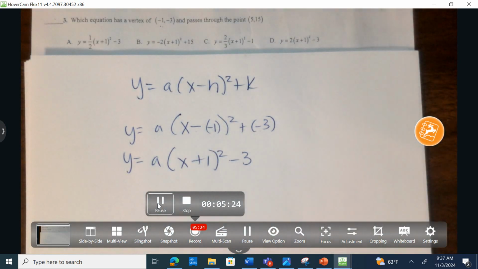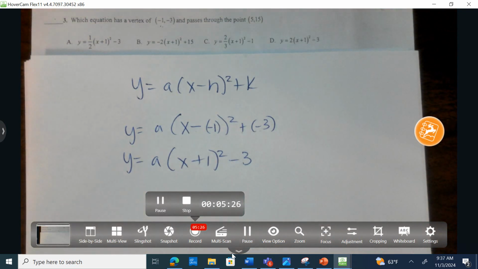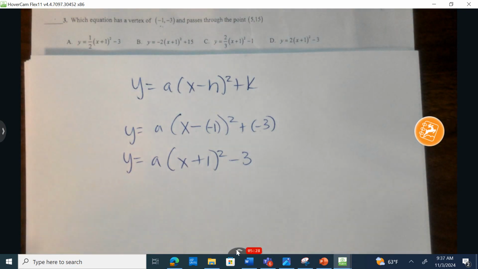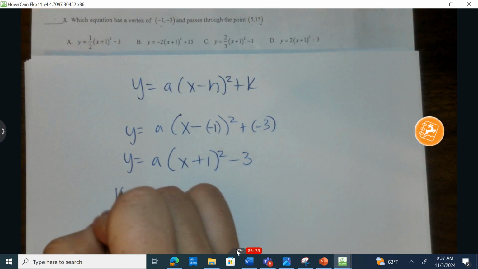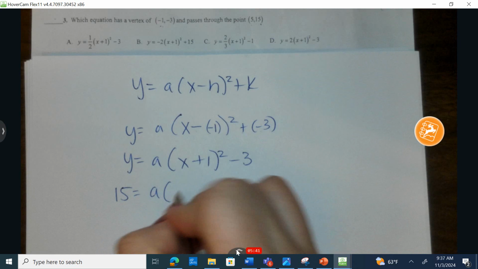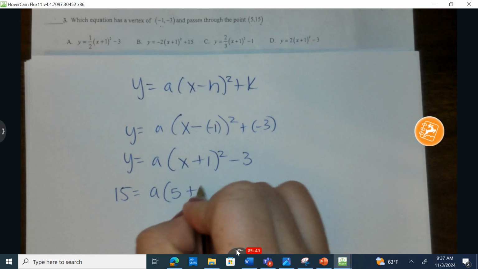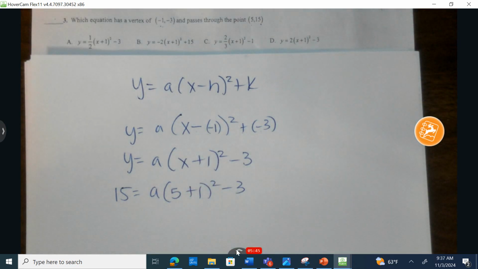So when I simplify, I have a times, well, two negatives make a positive, and plus and minus back together becomes subtraction. Now I'm going to take the provided additional point that's on this parabola. It happens to be (5, 15). 5 is an x value, so it will be substituted in for x, and 15 is a y value, so likewise it will be substituted in for y. So 15 equals a times, I replace x with 5, and now I'm going to solve for a.